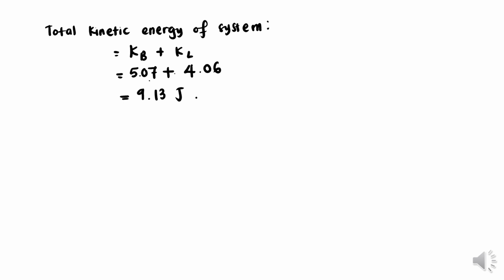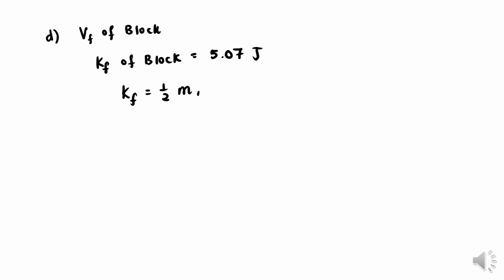For question D, we want to find the final velocity of the block. So we use 5.07 joule. Substitute into the equation, and we get the final velocity for the block to be 2.014 meter per second.